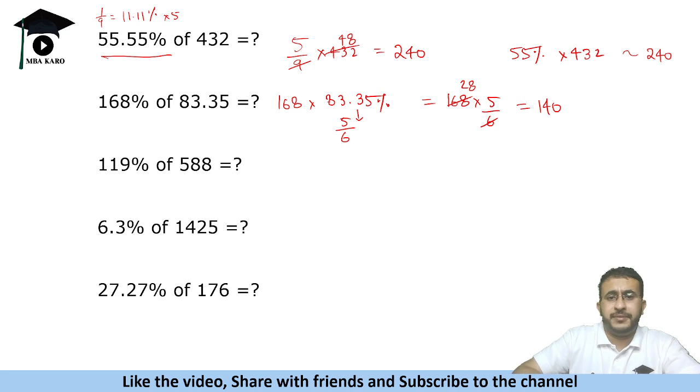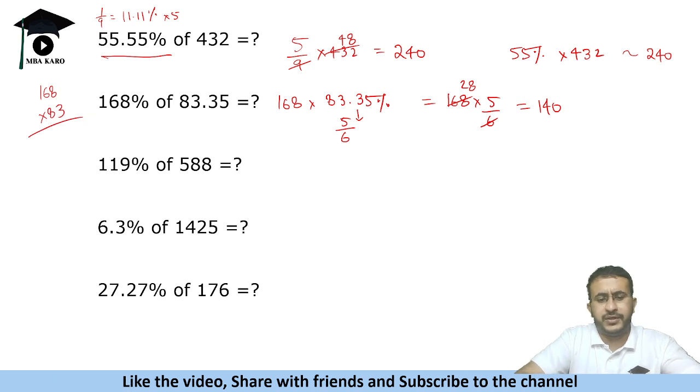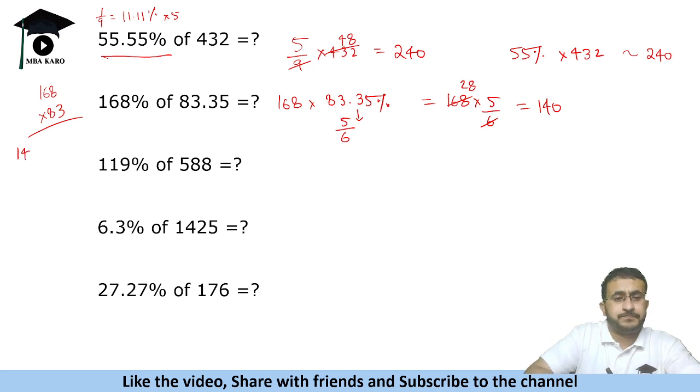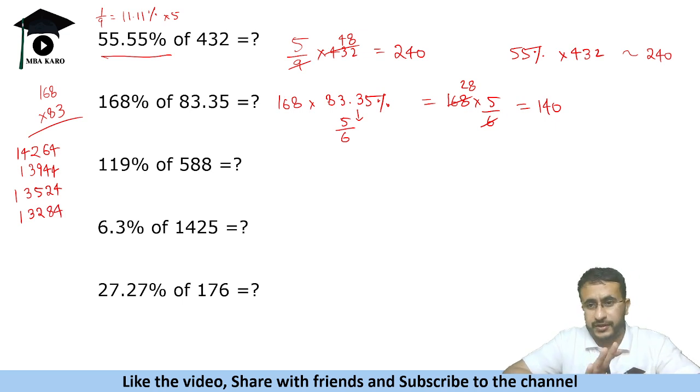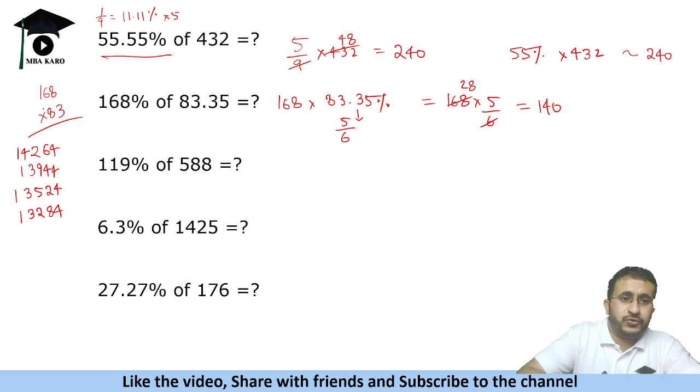Now see how these calculations are useful to you. Suppose you have to multiply the values. We need to do 168 into 83. Let's say you are supposed to do this multiplication, and you are asked what is the product of 168 and 83. In the previous videos I did discuss that you can find out the last digit. So suppose the options are given as 14264, and so on. Suppose you have to do this product. You do not know the table of 83, you do not know the table of 168.